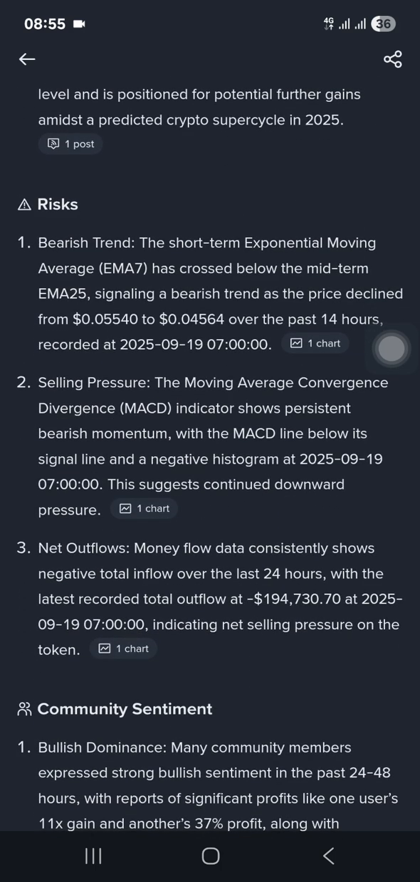Now let's look at the risks. The risks are very high: bearish trend. The short-term exponential moving average, that's EMA 7, has crossed below the midterm, signaling a bearish trend. You may not know what EMA is, you may not know what MACD is, you may not even have general knowledge of them, but find out. They are just telling you what it is like, and they are indicators. They are used for technical analysis.